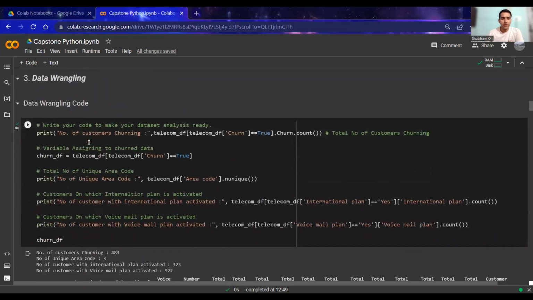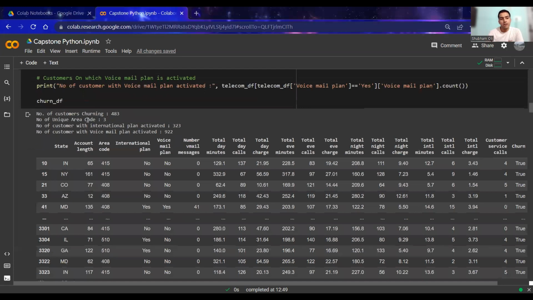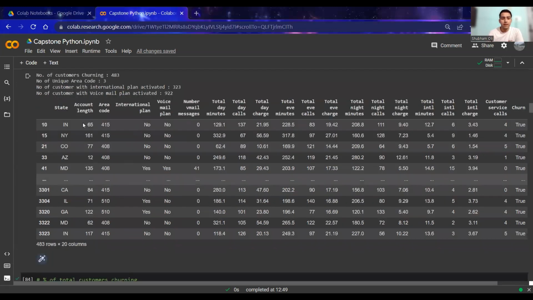Now it's time for data wrangling. We found the customers who are churning. Their number is 483. The unique area codes are 3. The number of customers with the international plan activated is 323, and the number of customers with the voicemail plan activated is 922. So this is the data for all 483 churned customers.